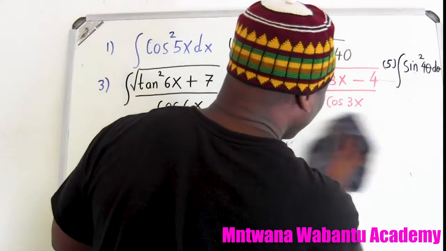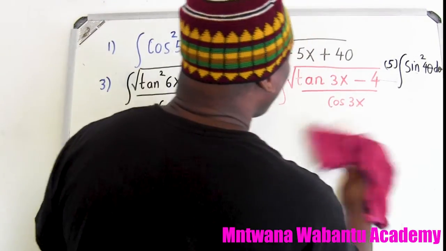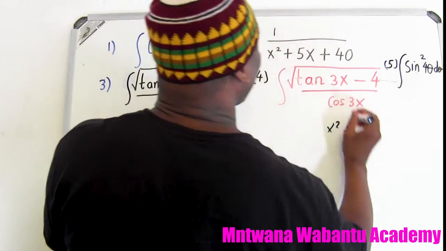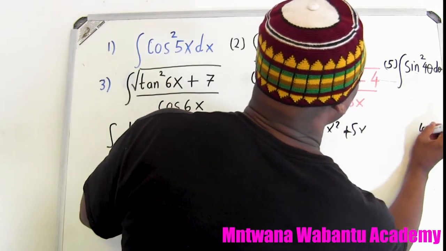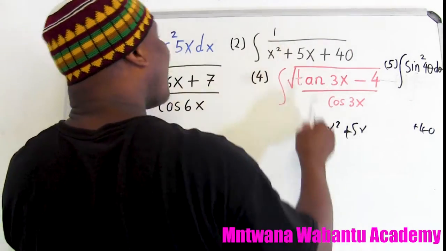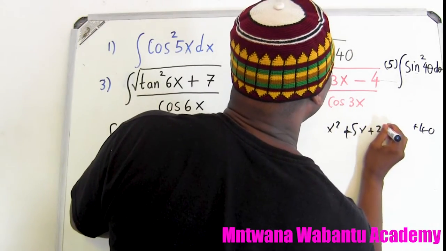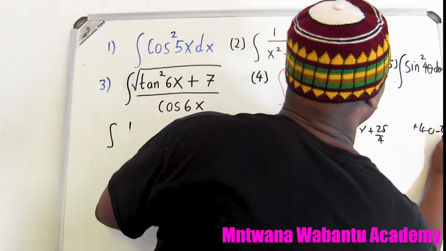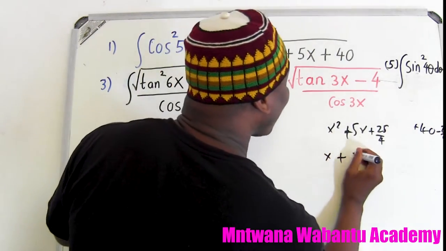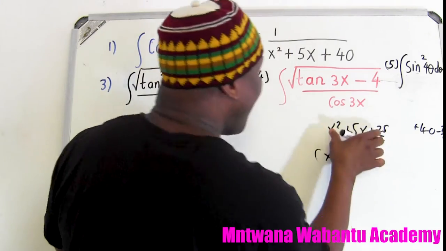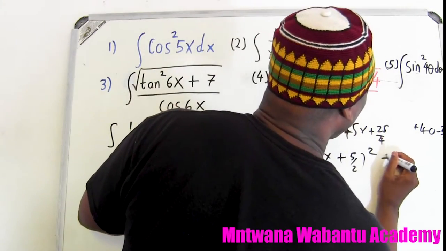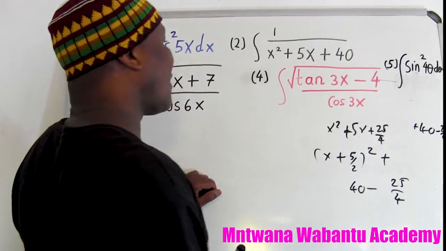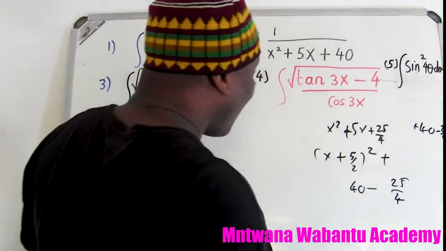So if you complete the square, we have x squared plus 5x, and here we have a positive 40. Now take 5 divided by 2, squared, which gives you 25 over 4. Here we add, so we must also subtract 25 over 4. So this becomes x plus 5 over 2, all squared, by completing the square, and then plus 40 minus 25 over 4.